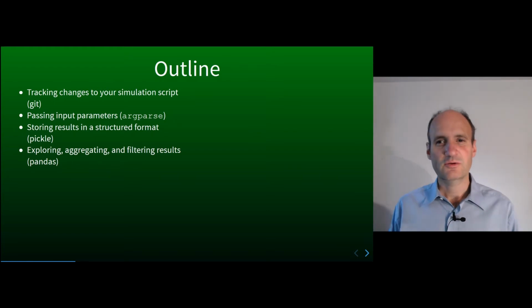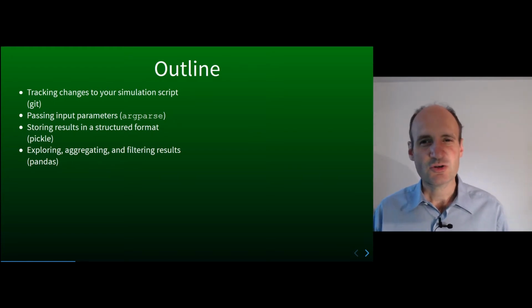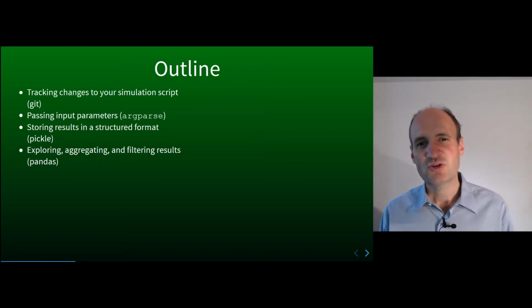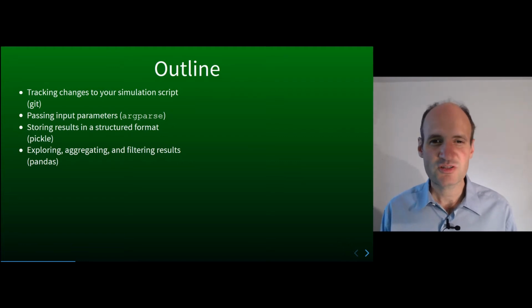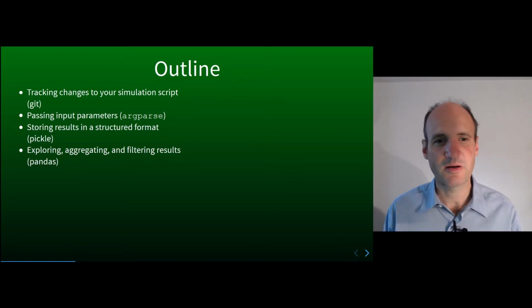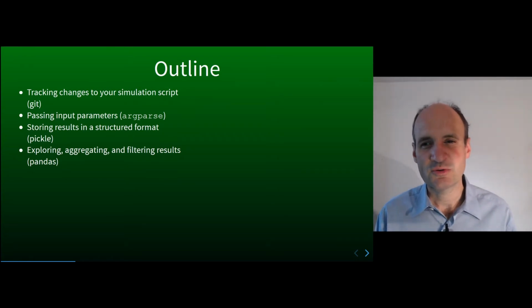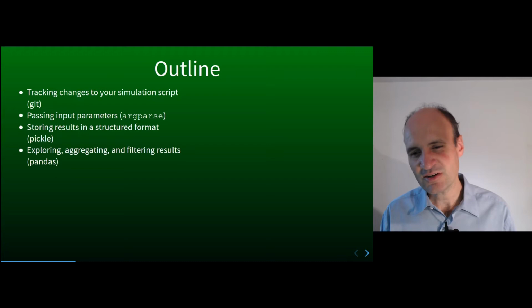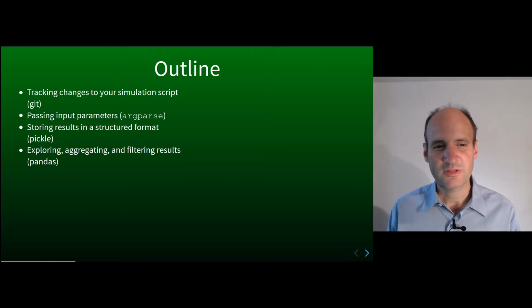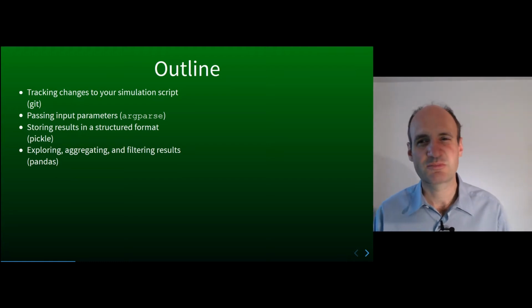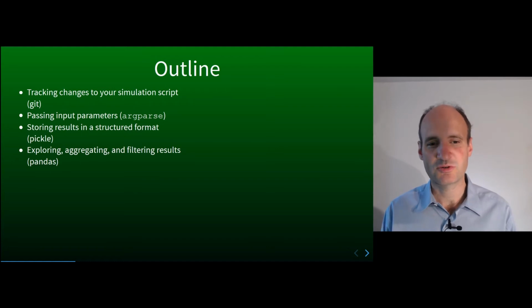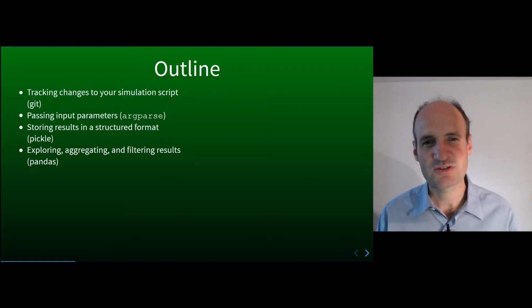First, we are going to look at Git, which is a source code management tool which lets you track the different versions of your simulation script over time. So for instance, you can note down the version that you had when you ran the simulations and later go back to that particular version of the simulation script if you want to reproduce them or add more data. You can also see what changed over time.